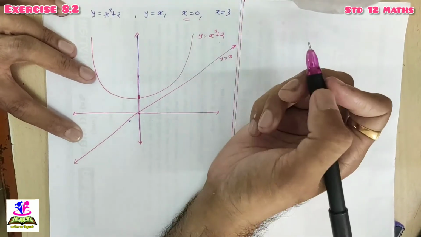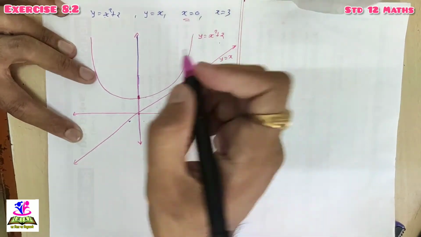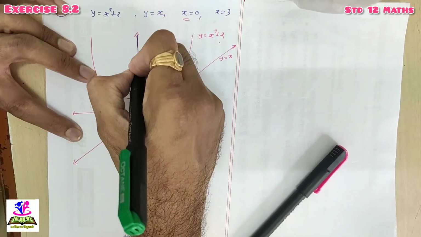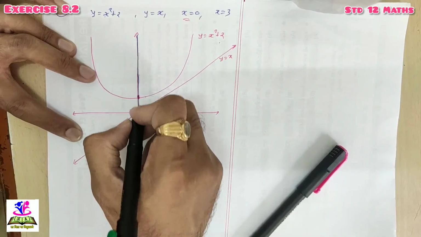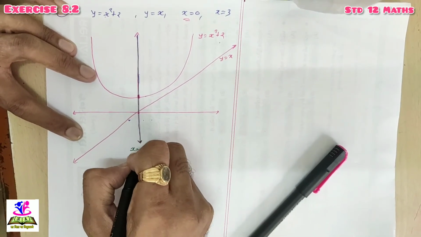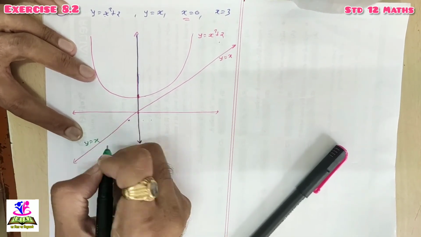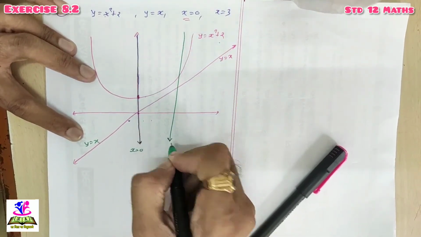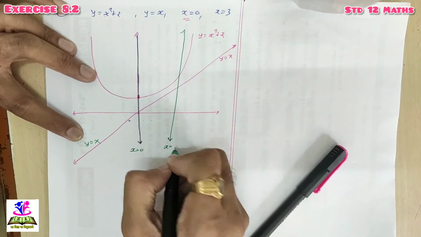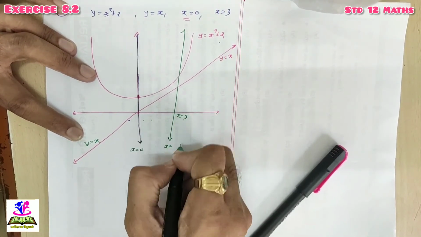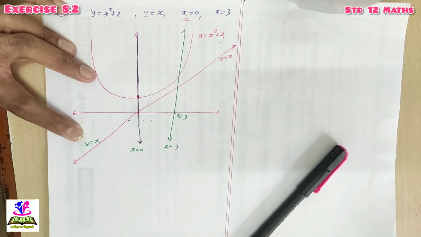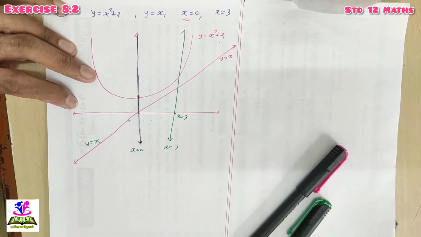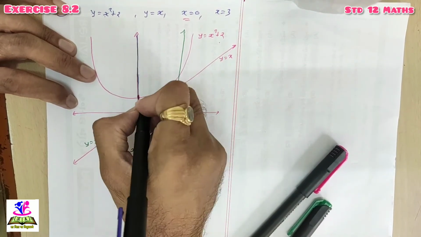Third line, x equal to 0. A line perpendicular to the x axis at x equal to 0. So that is our y axis. This y axis is our line. This is x equal to 0. This is y equal to x. And the next line is x equal to 3. So this is our x equal to 3 line, perpendicular to the x axis at x equal to 3. You have to find the area enclosed by all these four curves. So that area is nothing but this area.